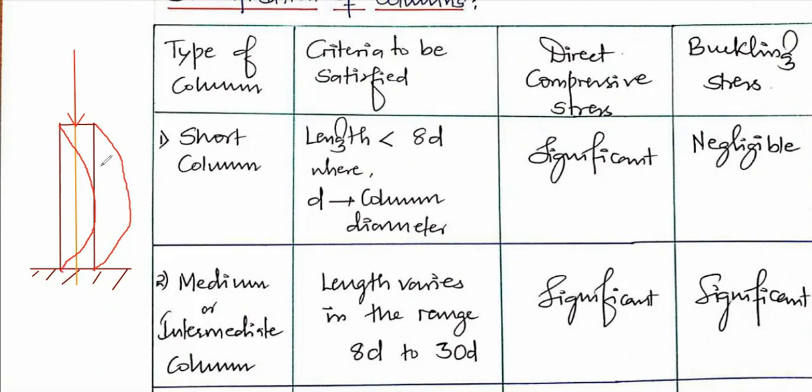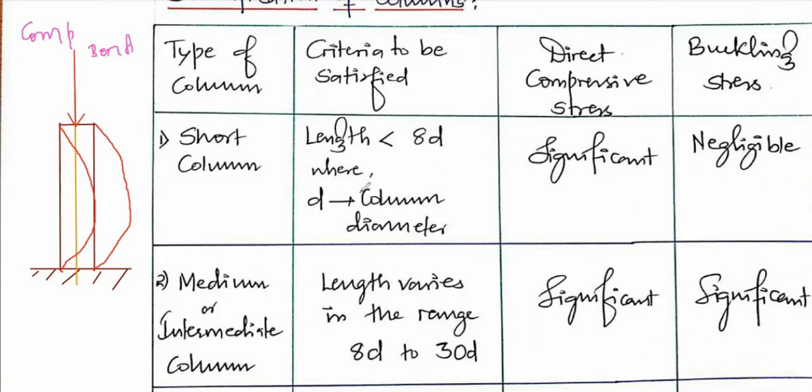So two things are happening here. Compressive stress is compressing or crushing the column, and it is also going for the bending. Right. Compression and bending both are happening. Now here, which is prominent or dominant in which case?